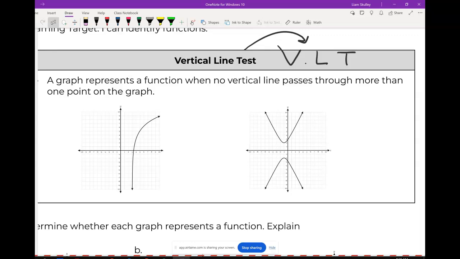So a graph represents a function when no vertical line passes through more than one point on the graph. So first to get our bearings, vertical means up and down. All right? When you're standing, you are vertical. If I can draw a vertical line anywhere on this coordinate plane, and it only touches or passes through the graph one time, it is indeed a function.